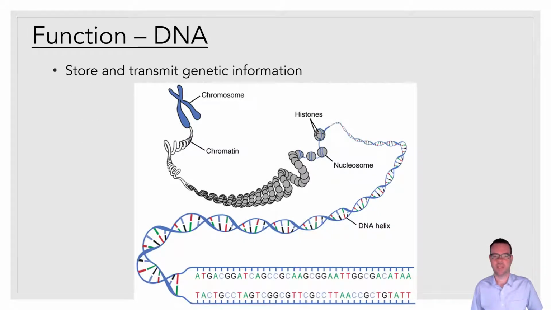Function-wise, storing and transmitting genetic information. Right? You've inherited your DNA from your parents, 50% from each, and the DNA is crammed into the nucleus of your cells. There's actually about 6 feet of DNA inside of each cell, so it's really tightly coiled up. It's wrapped around these proteins called histones, which are then coiled into chromosomes.